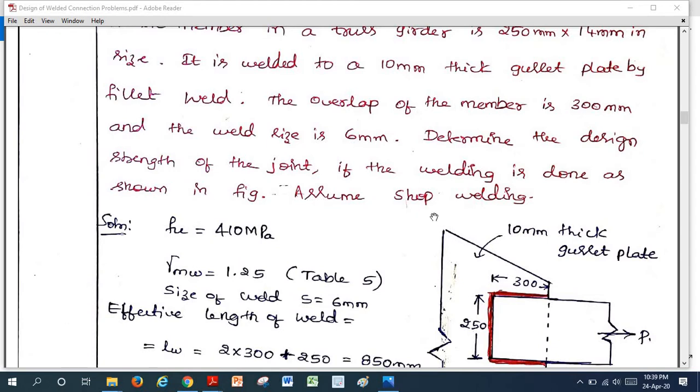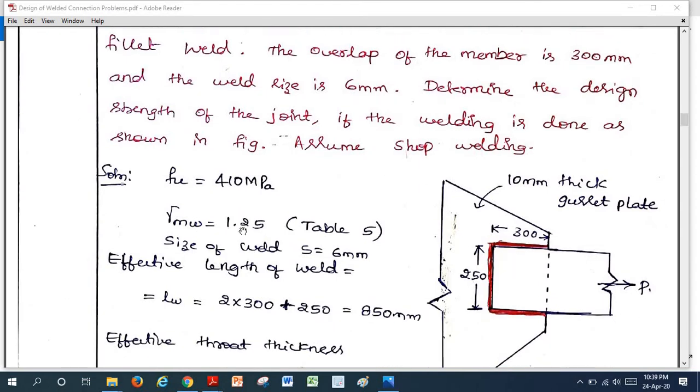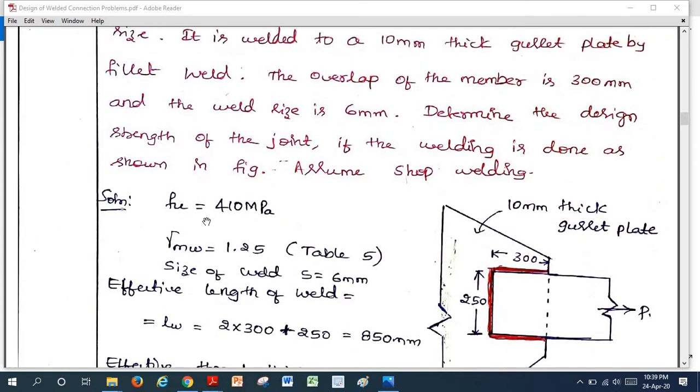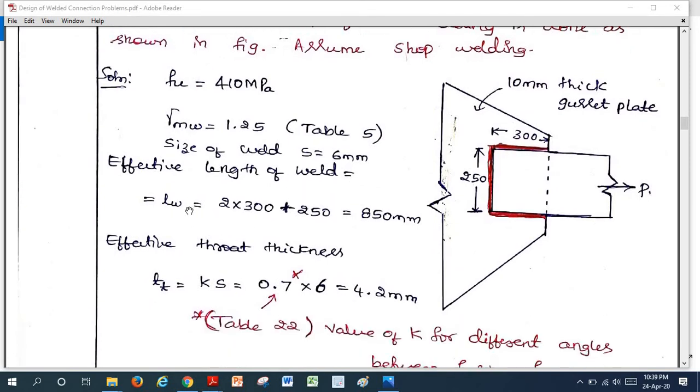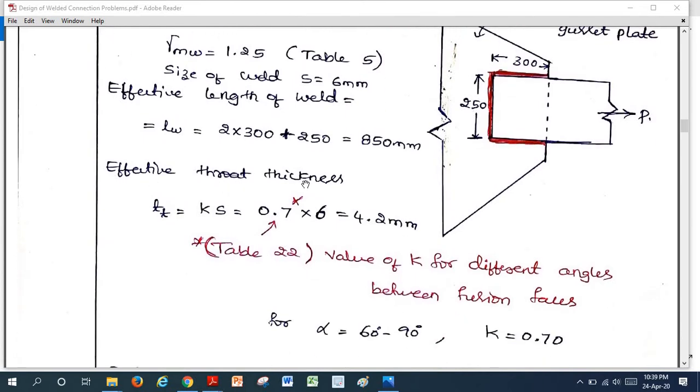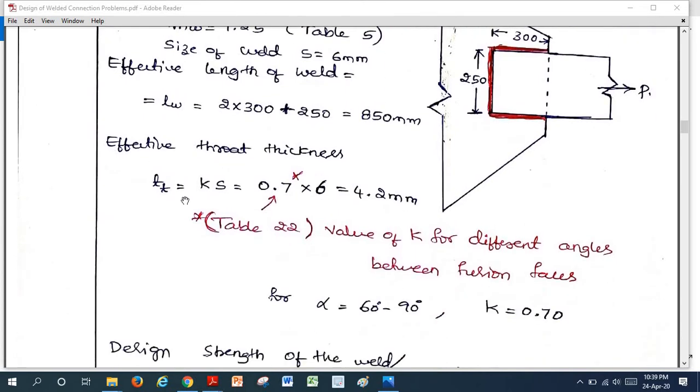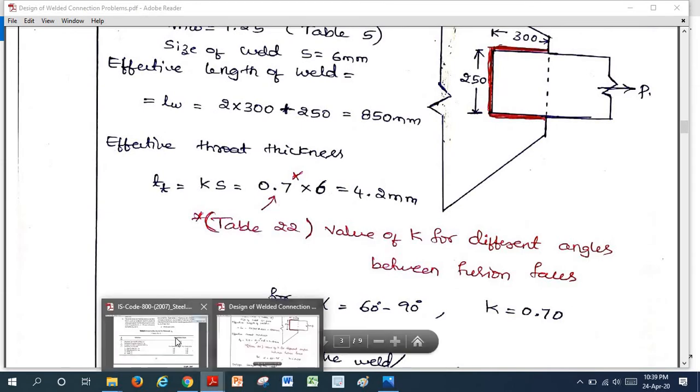Here they mentioned sharp welding. For sharp welding, 1.25 we need to choose from table number 5. FU is not given, we need to assume 14 MPa. Effective length of the weld here is, that is total length, LW equal to 2 times 300 plus 250, this comes to be 850 millimeter. Effective throat thickness here, this is the formula, K into S, 0.7 into 6. 0.7 we need to choose from table number 22 of the code.